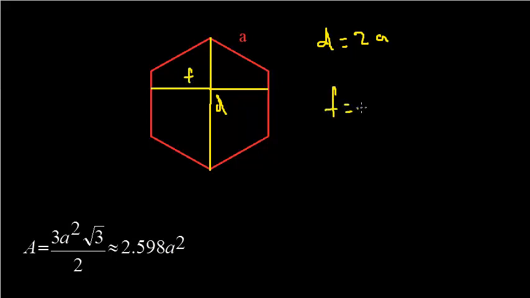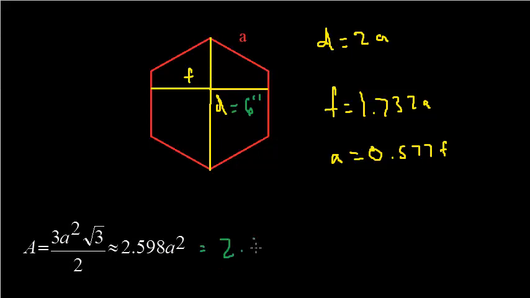F is about 1.732 times a, so not quite twice a, or a is equal to 0.577 f. So let's say I know the distance from one point to another. I know d is equal to 6 inches. If I want to find the area of this hexagon, then I can plug it in here, but first I need to find a. If d is 6 inches, then a is half of that, it's 3 inches. So we can plug that in here.